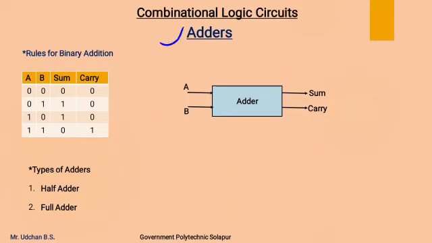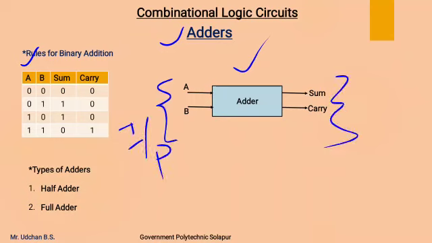Before going to that, we will revise the rules for binary addition which we have already studied in the first lecture of unit 1. This is a block diagram of an adder. A and B are the inputs, sum and carry are the outputs.